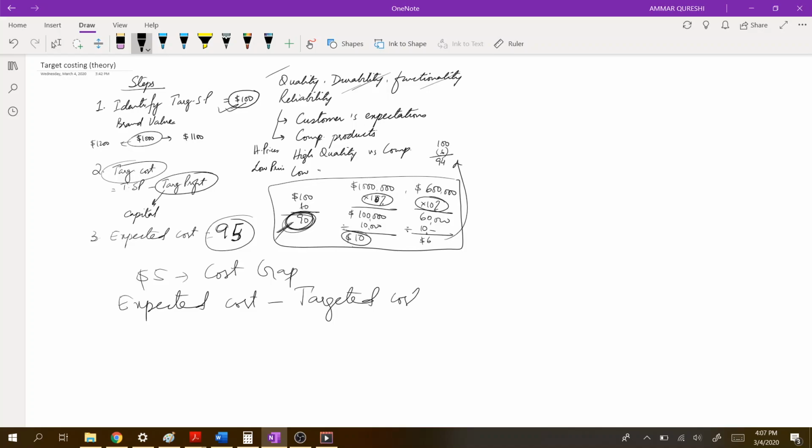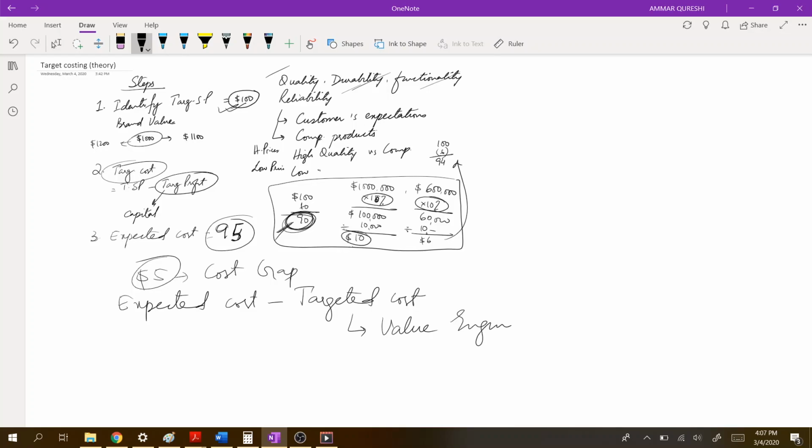Now, what we need to do is identify how we can reduce, or eliminate, this $5 gap. There are a lot of things to consider at this stage. If you want to reduce this $5 cost, you have to identify areas where you can improve. And in this situation, we usually apply the value engineering concept.